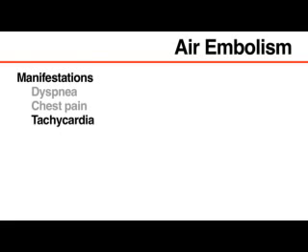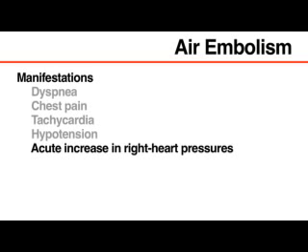Air embolism may occur if the ports of the catheter are not properly flushed with saline before the procedure, or if the saline-filled tubing becomes disrupted. Manifestations include dyspnea, chest pain, tachycardia, hypotension, and in some cases an acute increase in right heart pressures.